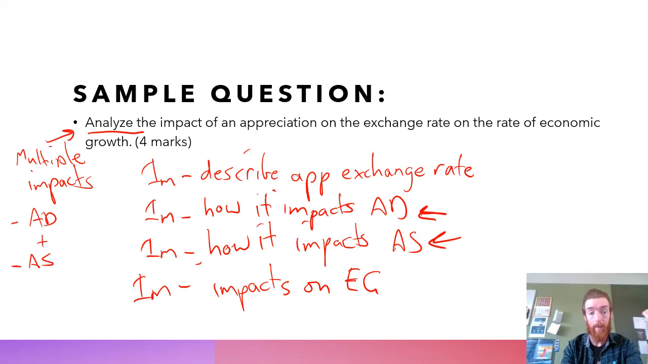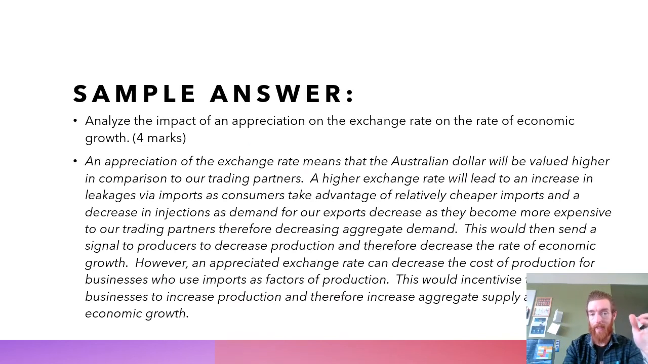So if we look at the sample answer now, an appreciation in the exchange rate means that the Australian dollar will be valued higher in comparison to our trading partners. So that's that first mark there. So just that first sentence there, that's describing it. That's your first mark overall. A higher exchange rate will lead to an increase in leakages via imports as consumers take advantage of relatively cheaper imports, and a decrease in injections as demand for our exports decrease as they become more expensive to our trading partners, therefore decreasing aggregate demand. That's the second mark, the AD effects.